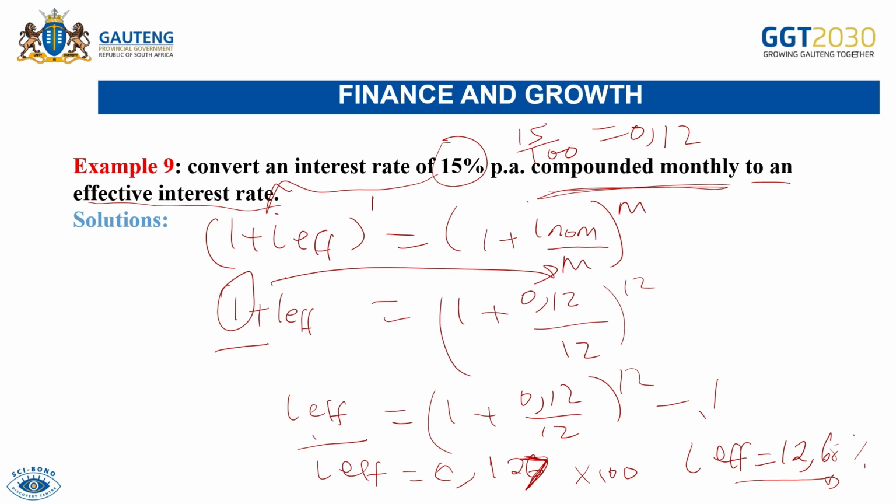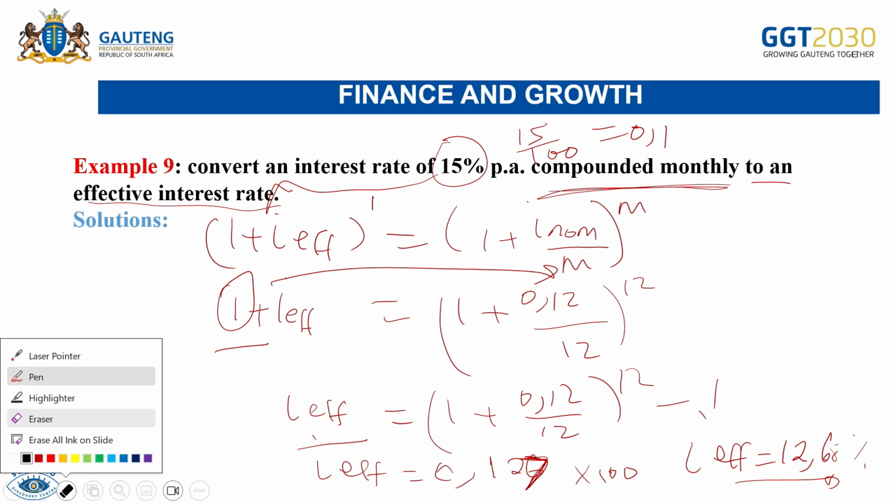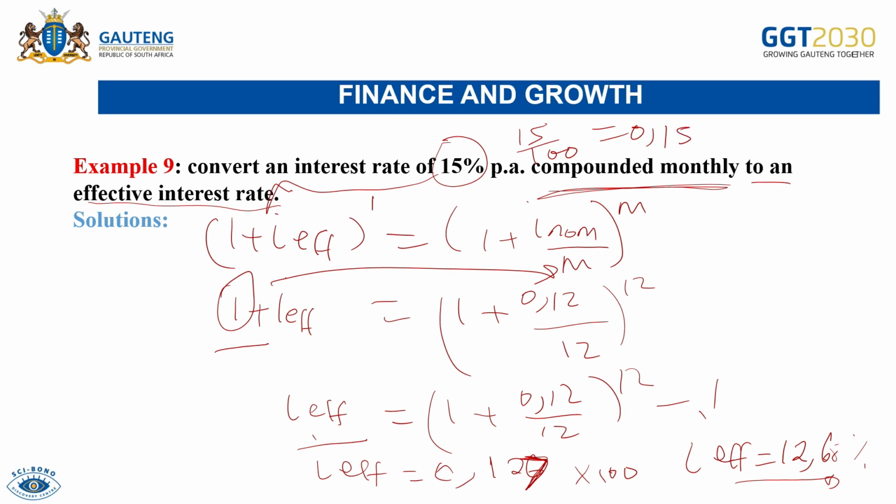I'm so sorry, guys. 15 divided by 100 is going to be 0.15. So instead of the 0.12, we put 0.15, and we also put the 0.15 on that side.